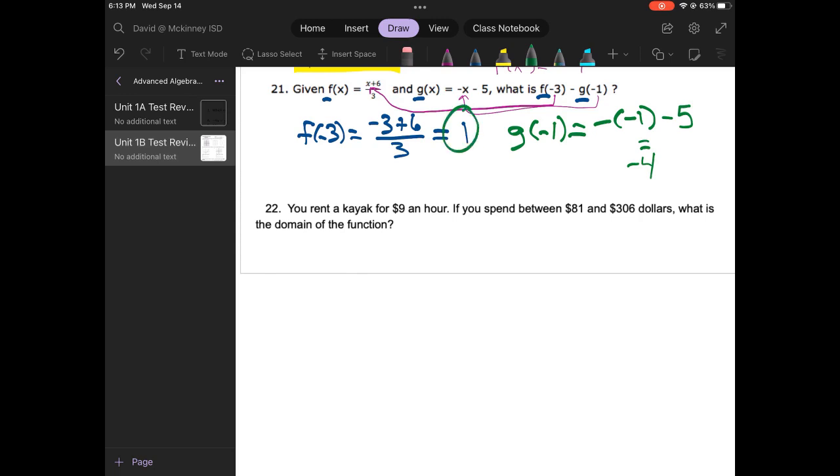So I now have my f of negative 3 value and my g of negative 1 value. Now I need to take the f of negative 3 value and subtract the g of negative 1 value. Again, very important that I put that extra minus sign. 1 minus a negative 4 will give me 5. And that will be my answer. Make sure you don't lose those minus signs. They're very important.